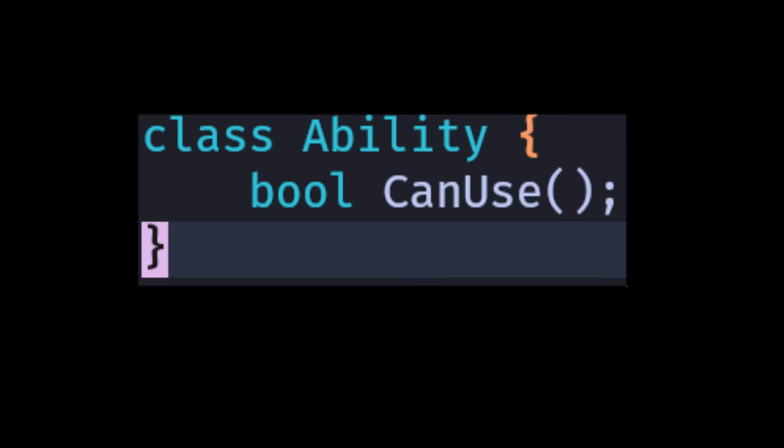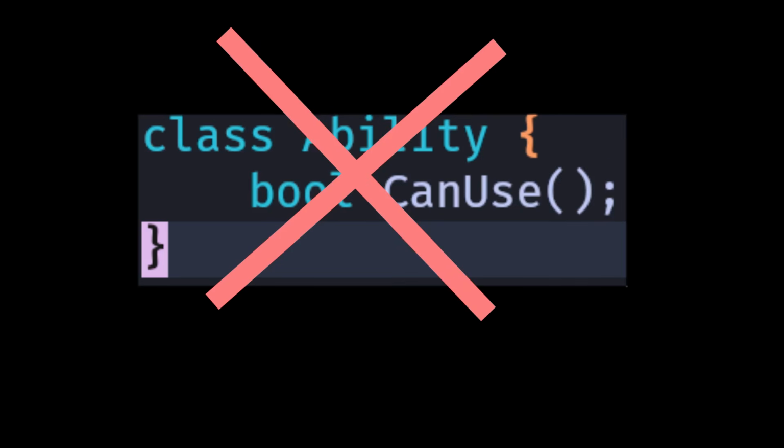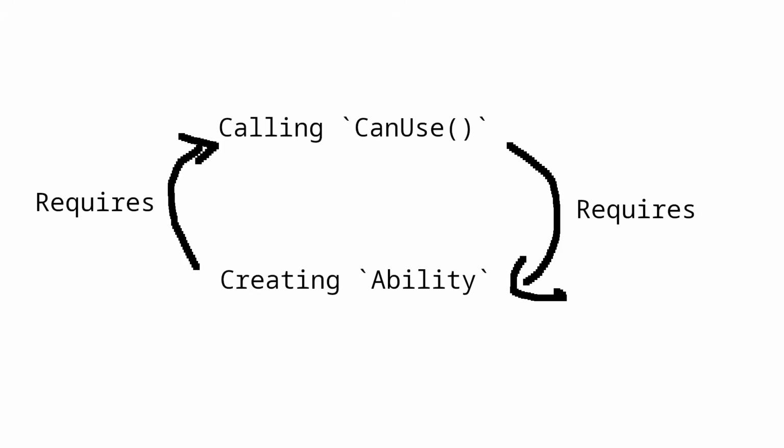And we can't add a method to the ability class, since we can only access an instance method if the ability object is created, but the ability object would only ever be created if the canUse method told you that all the requirements had been met.